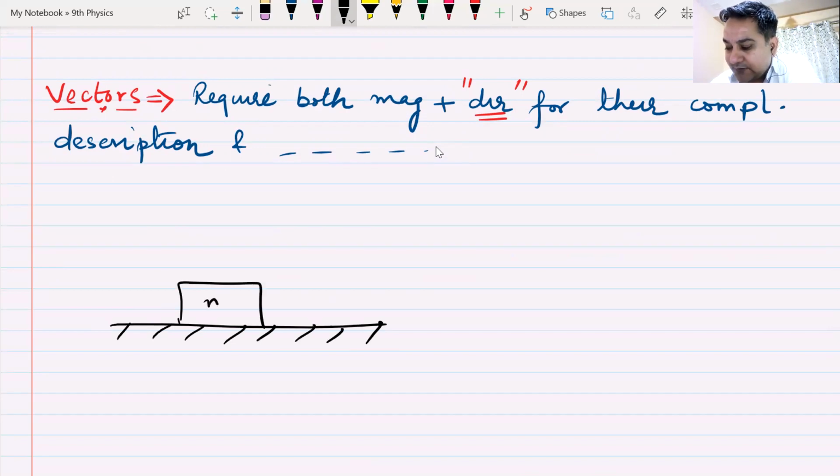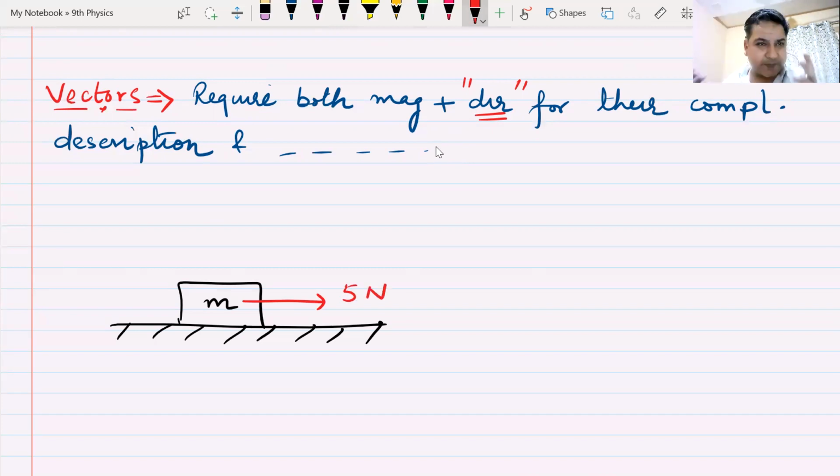Suppose I have a body of mass m kept on a floor. Very simple thing. It could be a box, it could be a car, it could be a bus. Now what I'm going to do is apply force on it at one point. You must know at which point I've applied the force, because if I apply force at different points, the answer also becomes different. Now let us say I apply a force of 5 Newton like this. I hope you know that the SI unit of force is Newton. Do we know this? Yes or no? Yes. Okay.